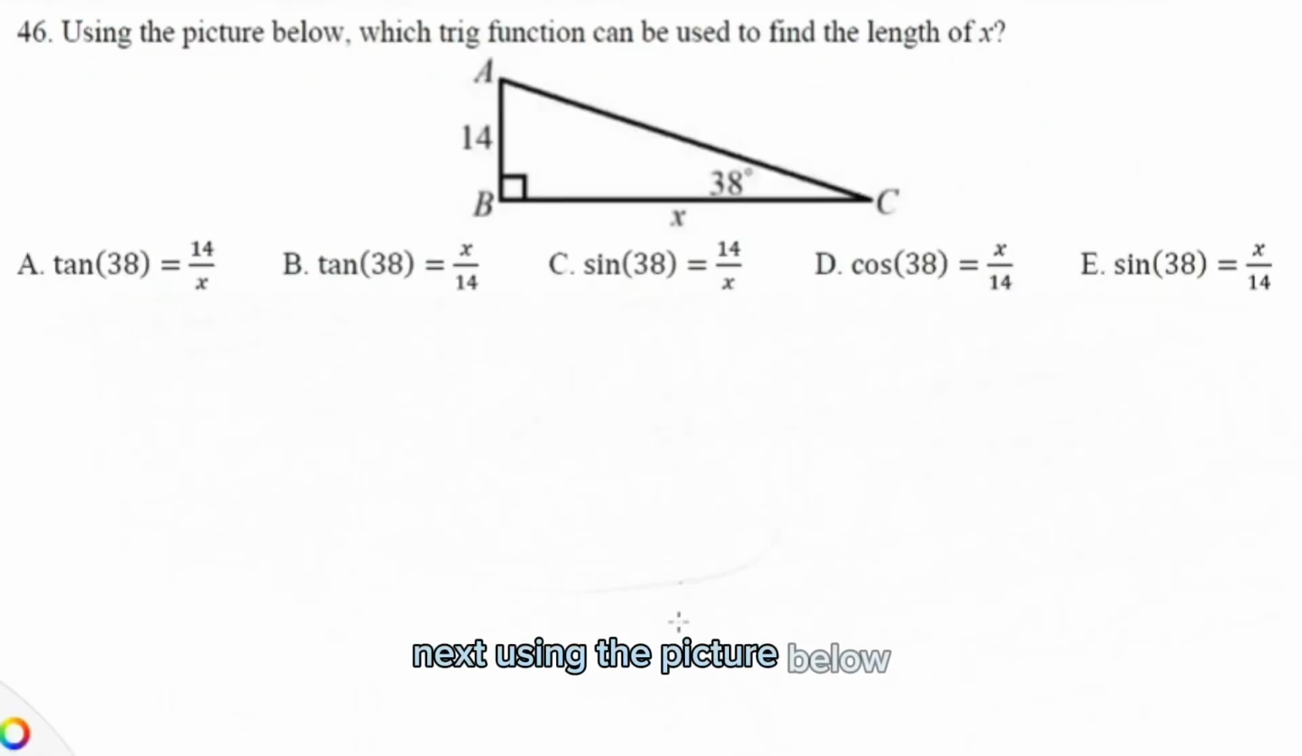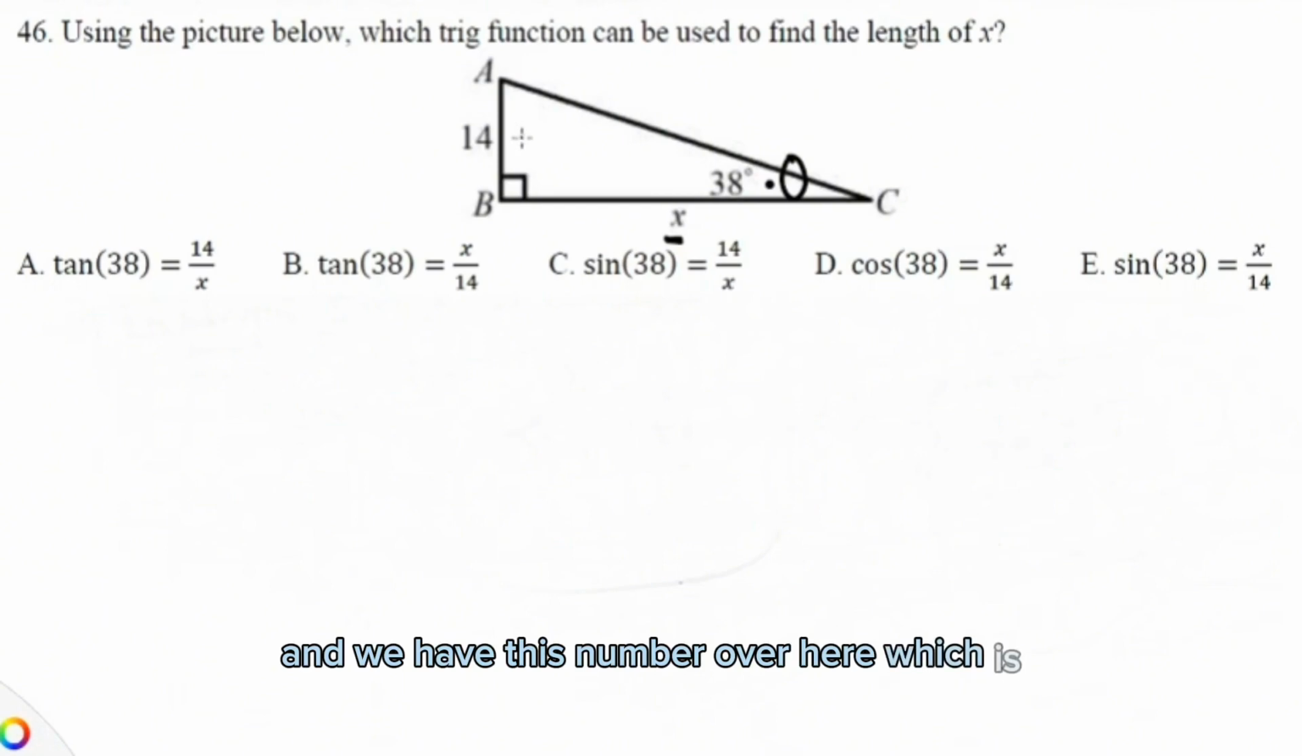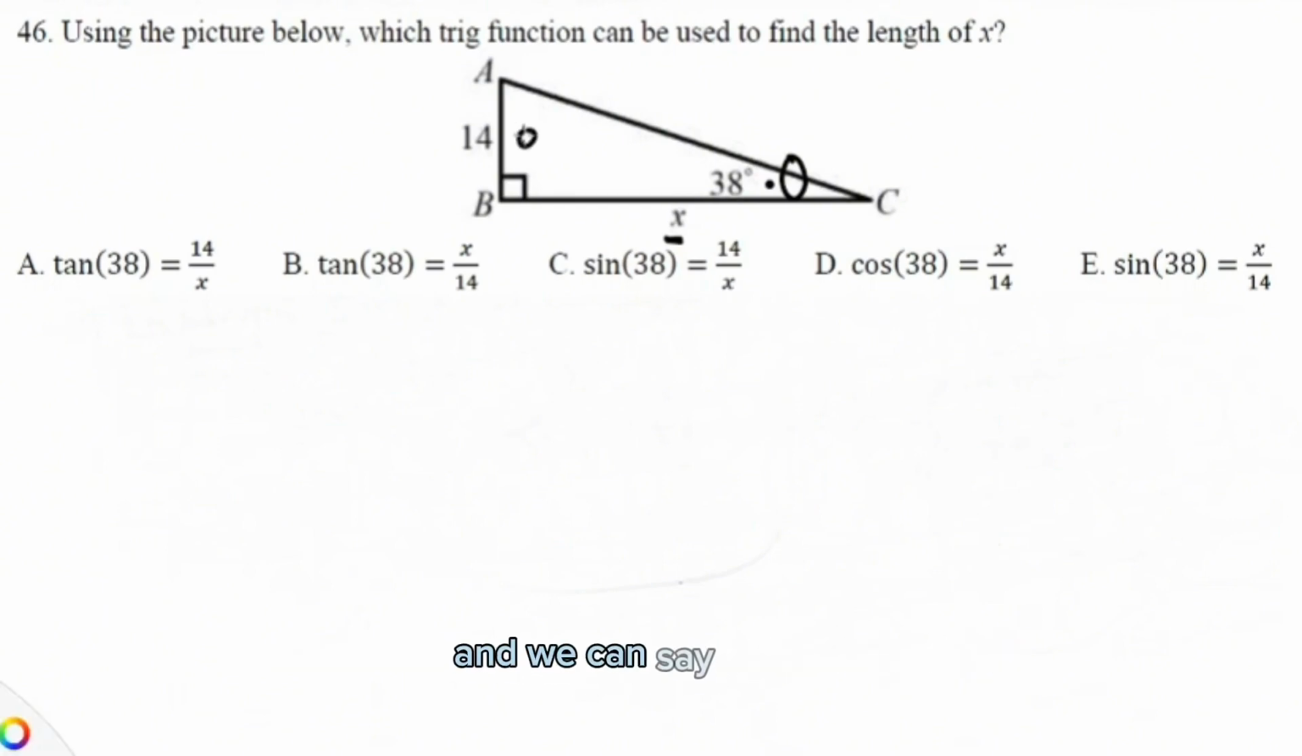Next, using the picture below, which trig function can be used to find the length of x? Alright, so this is our x right here. Okay, so in this trig function, we're given the degree of 38, which is over here. So we can say that this is theta. Alright, then we have x, and we have this number over here, which we can say is O. Alright, and we can say our x is A. The reason it's O and A is because the 14, this side right here, is opposite to the 38-degree angle, and the A, this x side right here, is adjacent to the 38-degree angle.